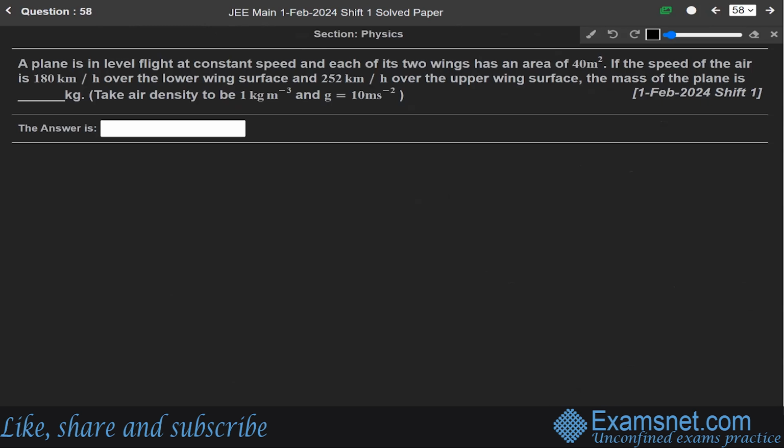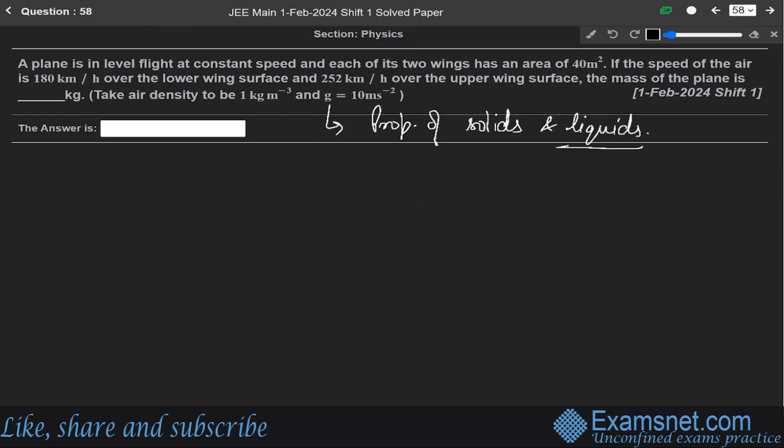Now next question 58. A plane is in level flight at constant speed and each of its two wings has an area of 40 meter square. If the speed of the air is 180 kilometer per hour over the lower wing surface and 252 kilometer per hour over the upper wing surface, the mass of the plane is? Okay. Now this question is from the chapter of properties of solids and liquids.